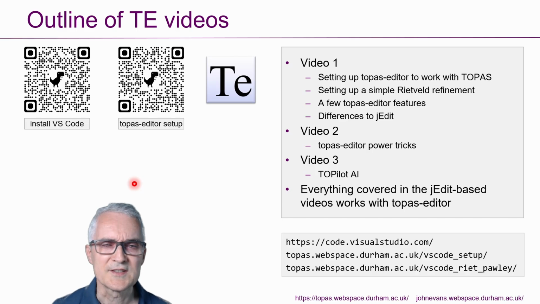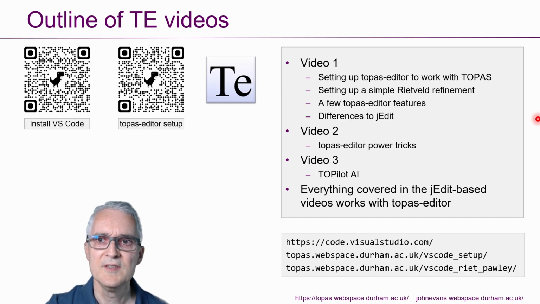So what I want to do in the next, I think probably 3 videos. In the first video that we're watching now, we'll just go through how to set up Topaz Editor to work with Topaz. We'll very quickly go through a simple Rietveld refinement. We won't go into the theory of Rietveld refinement again, because of course that's covered in the earlier JEdit based videos. And everything that you learned previously in JEdit, you can do in a very, very similar way in Topaz Editor. What we will do is we'll just look at the slight differences between the Topaz Editor and the JEdit setup so that you know what's new and what's changed.